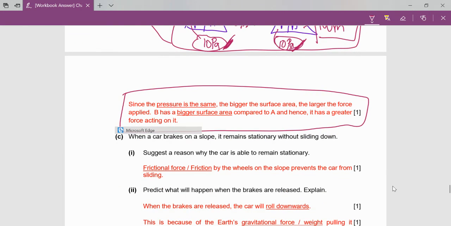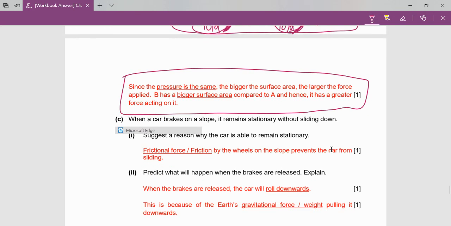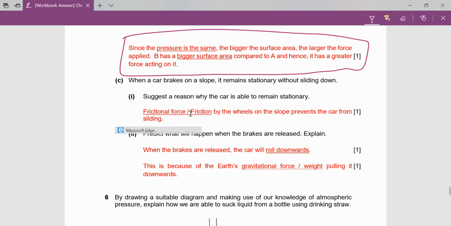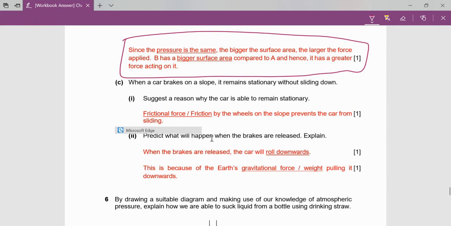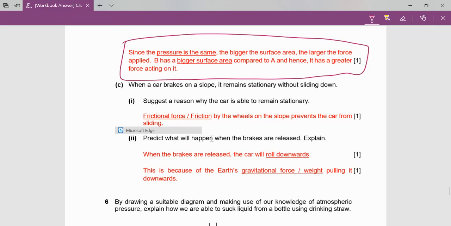Next, when a car brakes on a slope, it remains stationary. Why? Friction. Friction or frictional force by the wheels on the slope prevents the car from sliding. What will happen? The car will roll down because the Earth's gravitational force is pulling it downwards. I think this is a simple question.